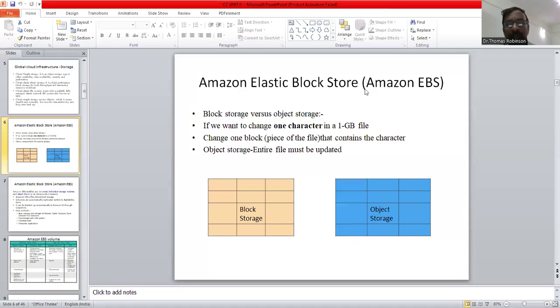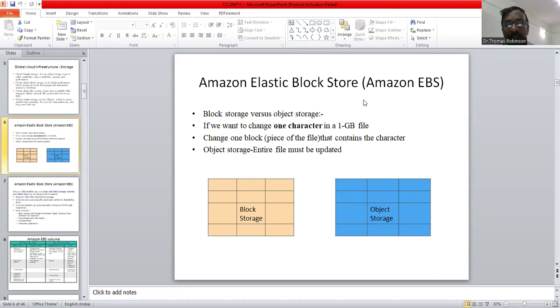Hi everyone. Now we can see a small concept known as Amazon Elastic Block Store in this unit. We can call it Amazon EBS, that is Elastic Block Storage. In terms of storage type, we have two: one is object storage, and another one is known as block storage.